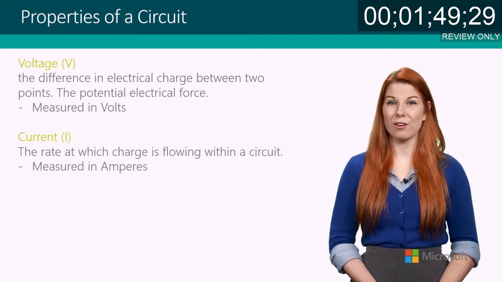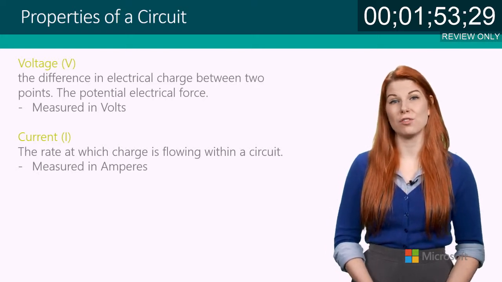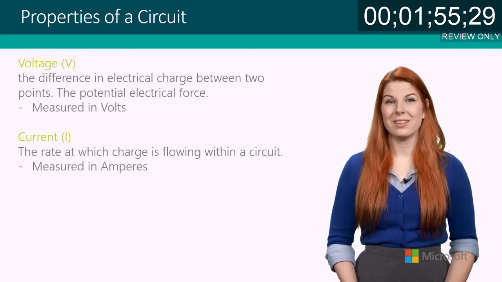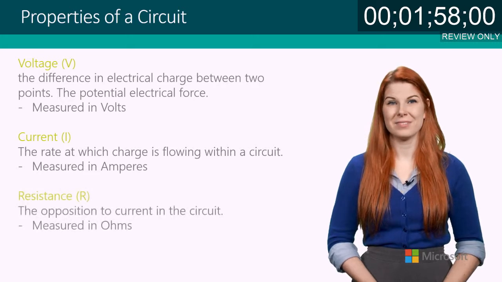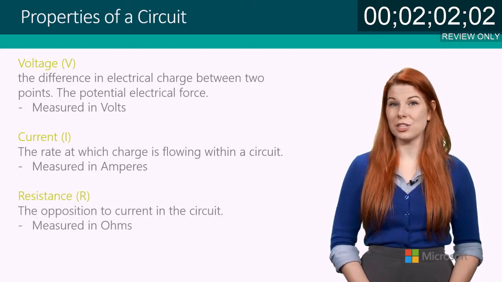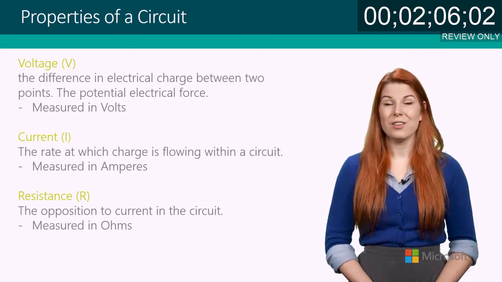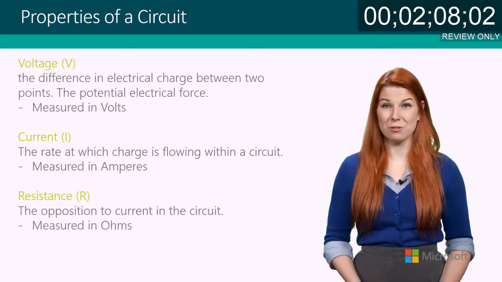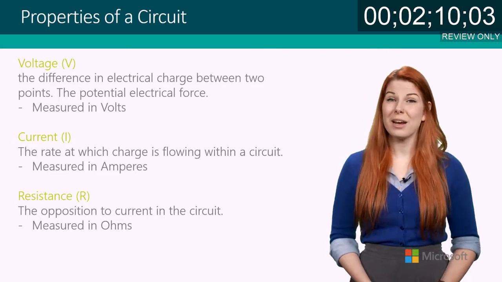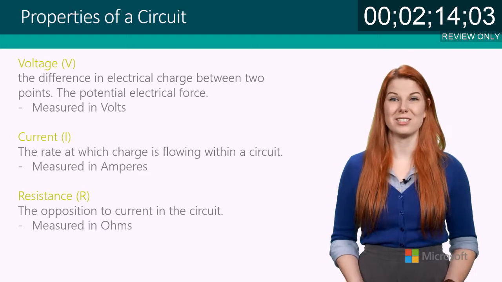Then you have current. Current is about the rate at which the charge is flowing throughout the circuit. That's measured in amps. And then you have the resistance. That is the opposition to how the current's going to flow through your circuit, and that's measured in ohms. You have devices called resistors, whose only job is to provide resistance, but actually every single element typically has some amount of internal resistance associated with it.